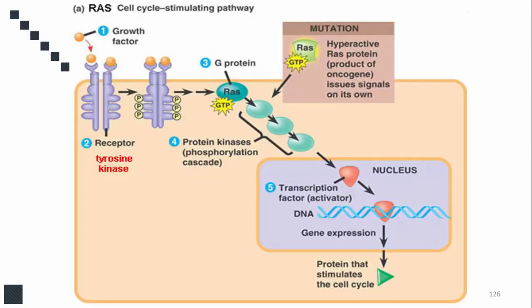So, the RAS cell cycle stimulating pathway: growth factor will come, and because it is a tyrosine kinase pathway, we can see what happens at number 2, the tyrosine kinase receptor, and then dimerization, through the process that leads to what we call signal transduction and eventual transmission of this information into the nucleus, and then the activation of the gene via expression of that particular gene, and then the messenger RNA coming into the cell, then protein that stimulates the cell cycle will be produced.